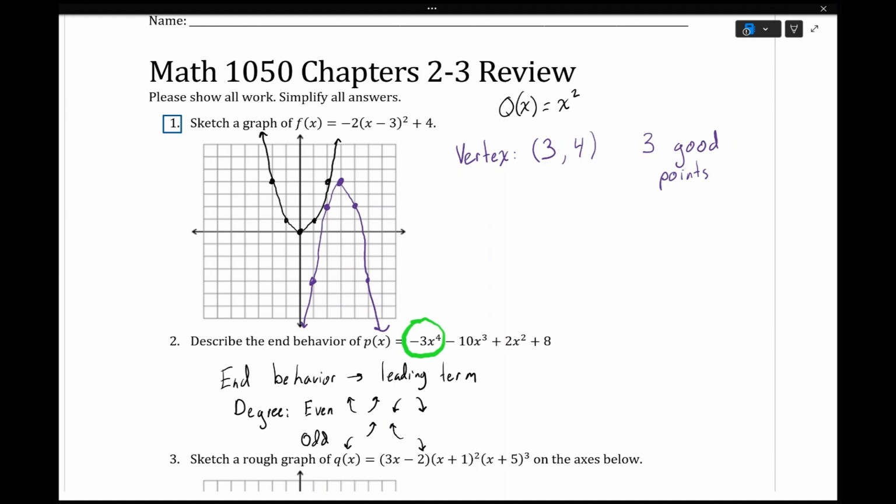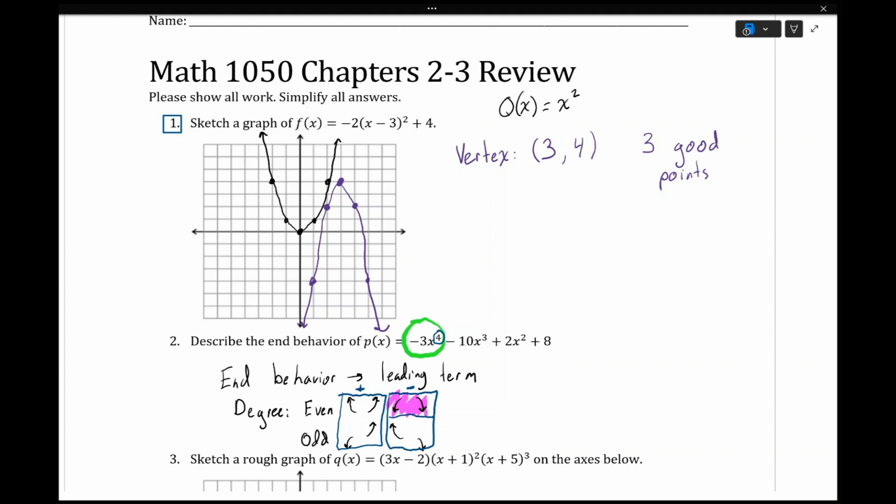So now the question is, which of these 4 options am I going to use? Well, the other thing that we look at is the sign of the leading coefficient. And so if the leading coefficient is positive, we use this column. If the leading coefficient is negative, we use this column. So let's see, we have an even degree, but a negative leading coefficient. So we have what I like to call double down end behavior.